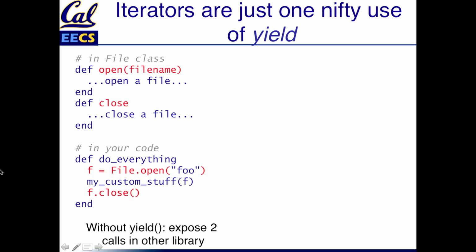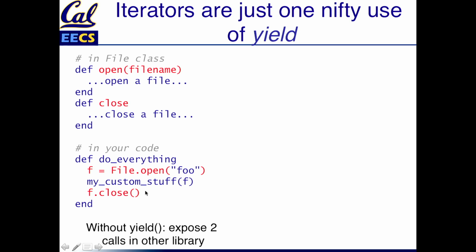So iterators are actually just one nifty use of yield. They're the use that we've already seen, and that's why I wanted to start with them. But let me show you another interesting thing you can do, and this is where you start to see how yield can help you clean up and dry out your code a lot better. On the left is a very typical idiom in languages that provide a way to manipulate files. There's a library call to open a file. There's a library call to close the file. And typically what you have to do is you call file open, you do some stuff on the file, and then you close the file.